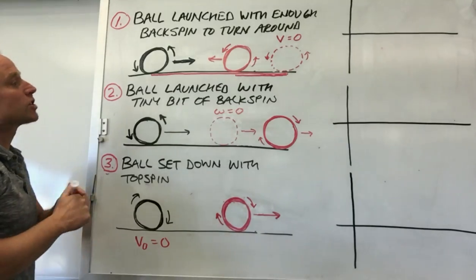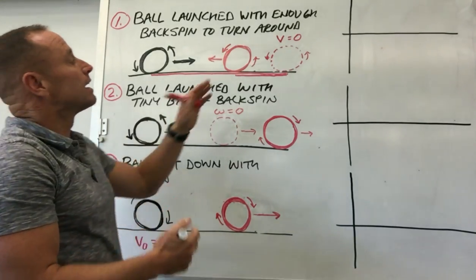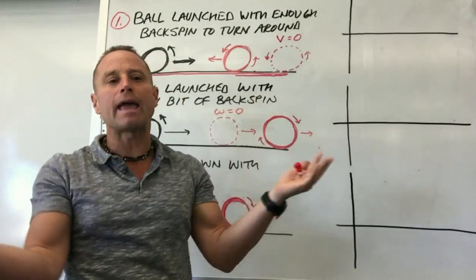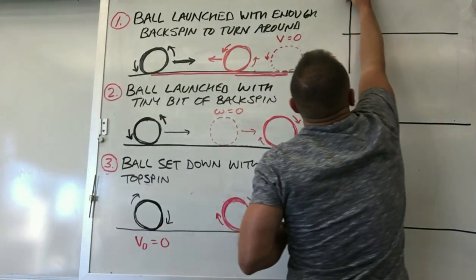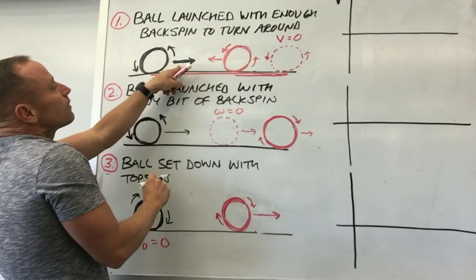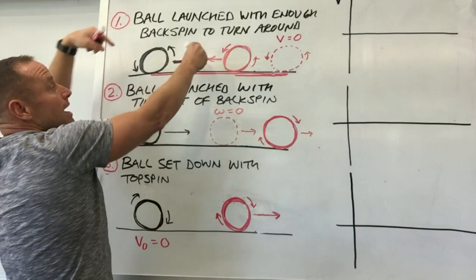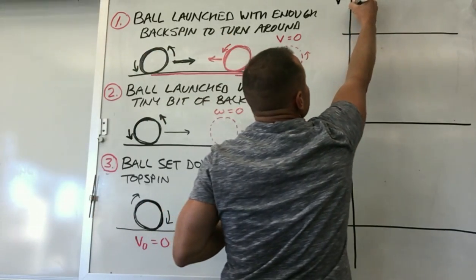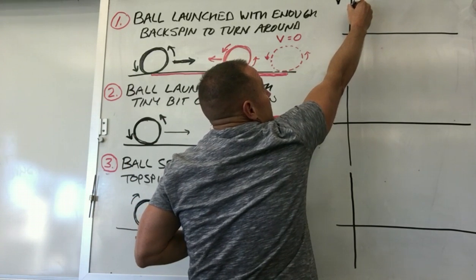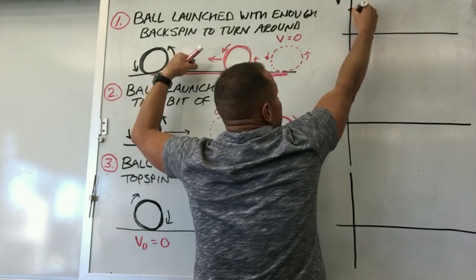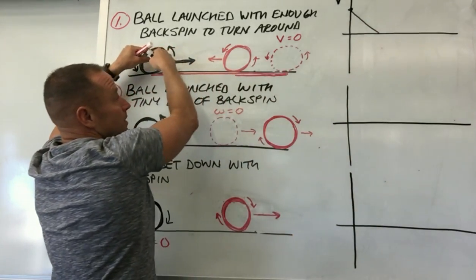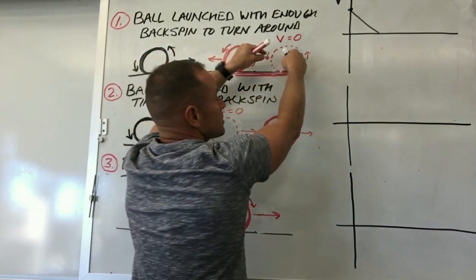Okay, so what's good to do is to keep track of what's happening to both the linear velocity and the angular velocity. So the linear velocity, let's graph that in black. The linear velocity starts out big and positive. Let's choose positive to be to the right. So it starts out big and positive. It decreases as the ball skids. It decreases. It gets to the turnaround point here. So the ball slows, gets to the turnaround point.